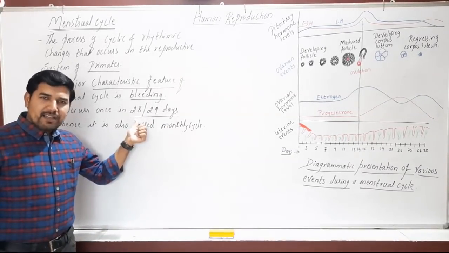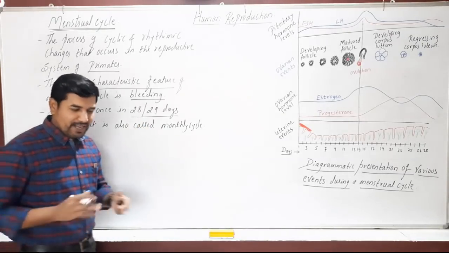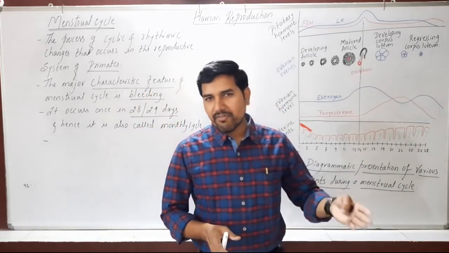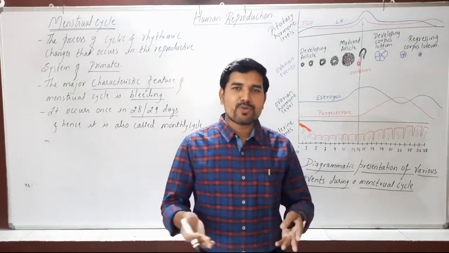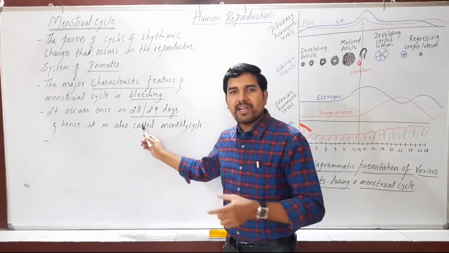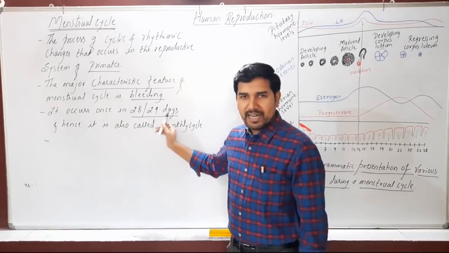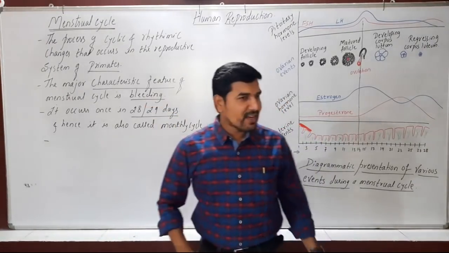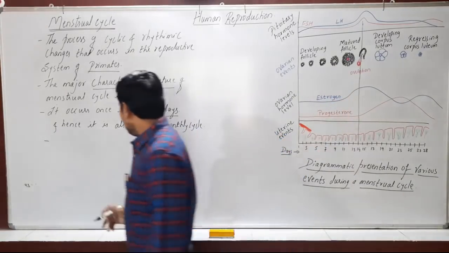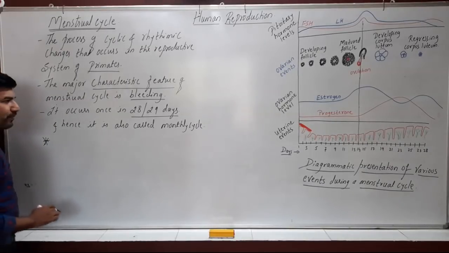This is with respect to the medical part, but in practicality, the number of days may vary. It might be around 30 days or 35 days; plus or minus 5 days is also considered a normal menses. But according to medical science, we take the standard menstrual cycle as occurring once in 28 or 29 days. Regarding its representation, we'll look at it afterwards.